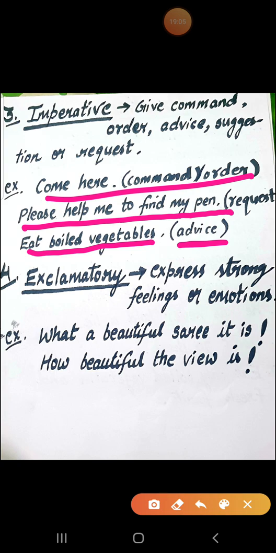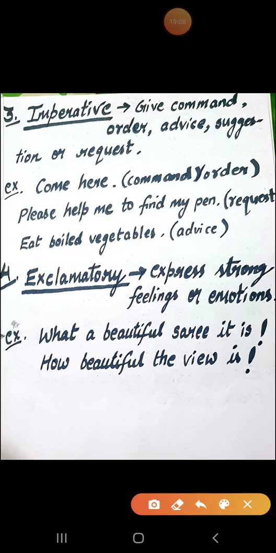Let's see the fourth one. What is the fourth one? Exclamatory sentences. What happens in exclamatory sentences? We express strong feelings or emotions. Like suppose you have seen a very beautiful piece of dress, or with the example I can say, if you have seen a very beautiful sari, what will you say? What a beautiful sari it is. In this way you are going to say it, it's a very beautiful piece. So with those strong feelings you will express your emotions. So that is why we use it here. And then you can see here that mark of exclamation.